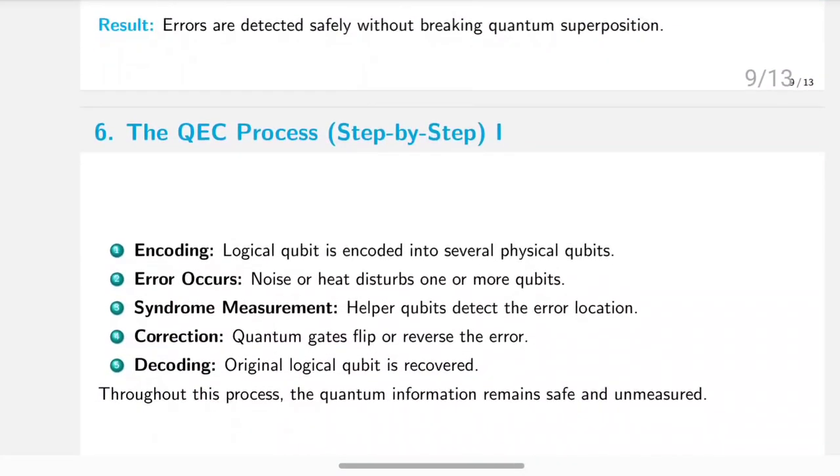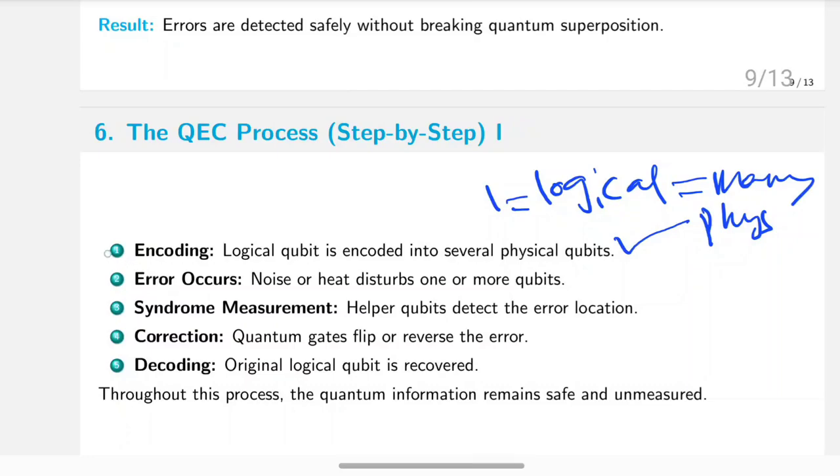Now moving on to the steps. How does quantum error correction occur, and what are the steps? In the first step, we encode one logical bit into many physical bits. That is the first step. When an error occurs due to noise or heat disturbance, there are ancillas behind the logical qubit that help us detect the error. That is called the syndrome.